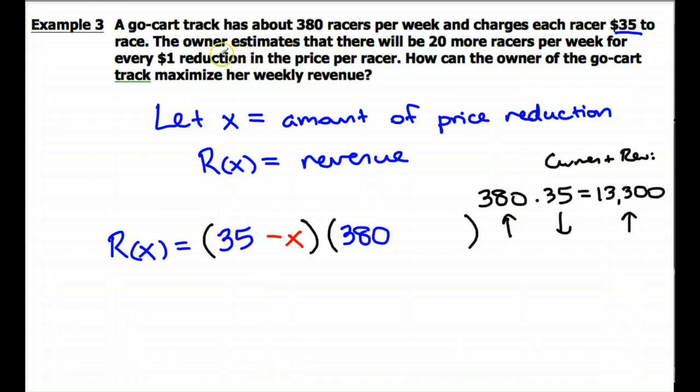And right here is going to be the key. It estimates that there will be 20 more racers per week for every $1 reduction. So if we reduce the price by $1, that means this number 380 is going to go up by 20 times x. Okay, 20 times the number of dollars we reduce it by. So if we reduce this by $2, you're going to get 40 more racers. $3, 60 more racers. Okay, so now this is my new price right here, 35 minus x, and this is my new number of racers, 380 plus 20x.